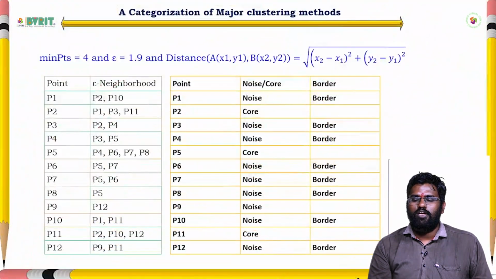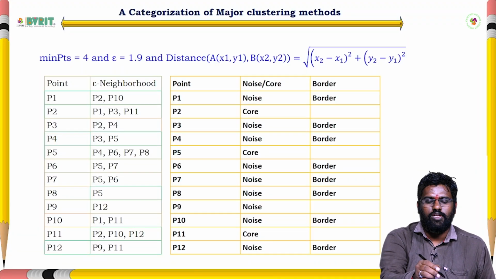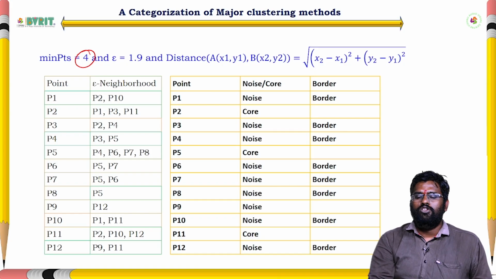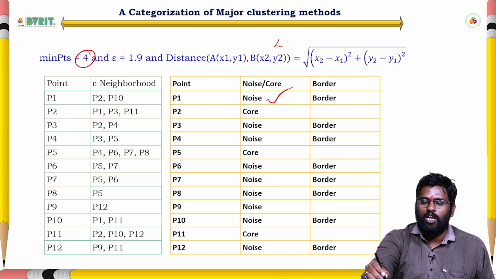So I have taken one border point. See here, these are the points we have taken. Now see this one: our minimum points are given as 4, but P1 contains only 2 points. So directly we write that it is a noise point. Since it is already given, if it is less than that value, we need to consider it a noisy value.